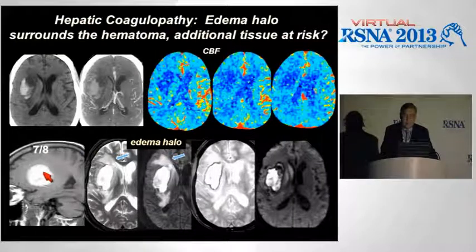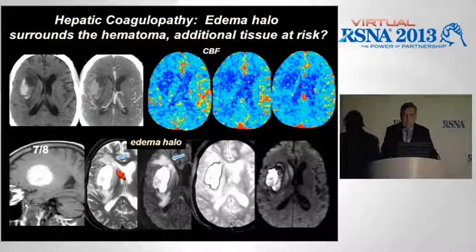If we look at this hematoma a few days later, we can see the conversion to methemoglobin again with the bright signal intensity on T1 and T2, and again the bright signal intensity on the diffusion-weighted image. But there's this very large and very extensive edema halo around this hematoma. And this represents an area where there is some potential for the brain to be injured if the patients are treated with very aggressive therapy for their hypertension.